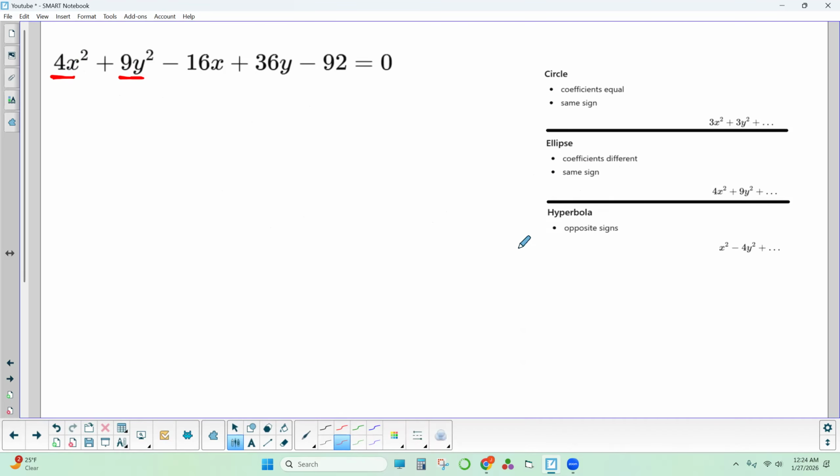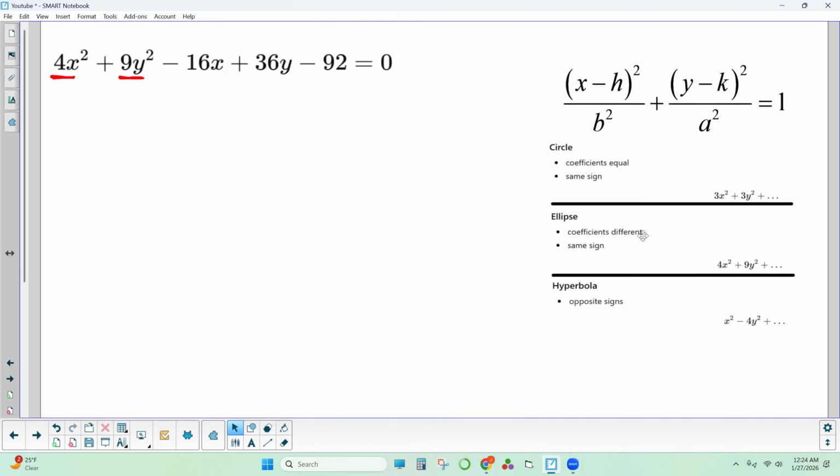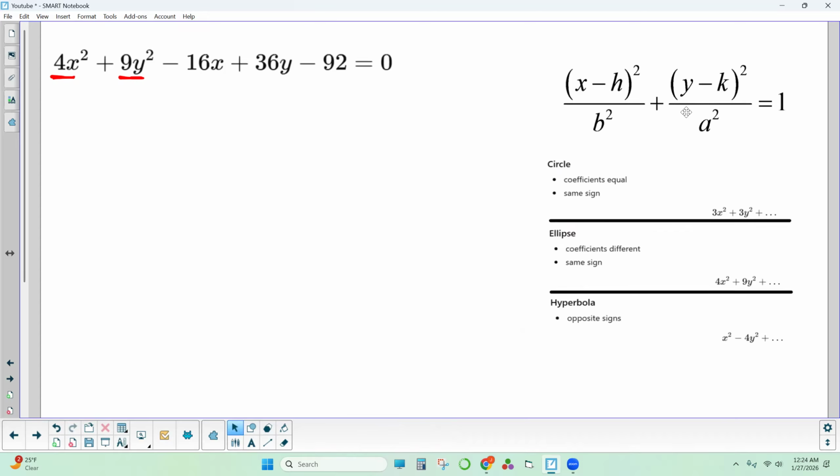Based on that information, we can look at this and see that this is going to be an ellipse, because the signs are the same for my x squared and my y squared, and the coefficients are different. Now that we know it's going to be an ellipse, let's bring in our elliptical equation in standard form so we can see what it is we're trying to achieve here.